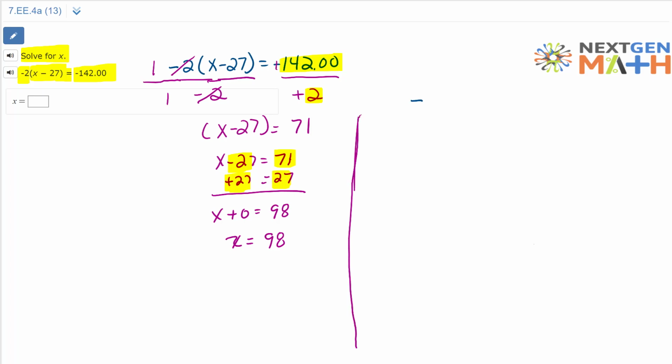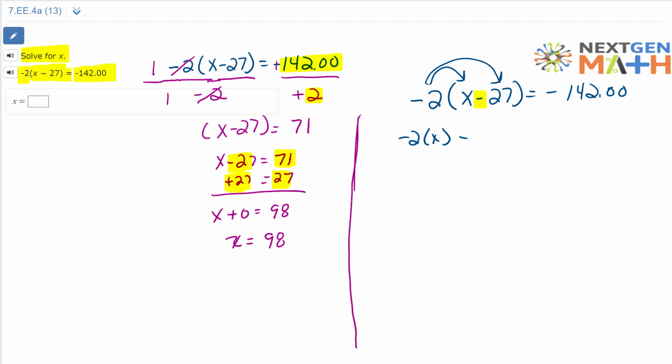Here's a second way we can solve this problem of negative 2 multiplied by the quantity x minus 27 equals negative 142. We can distribute negative 2 multiplied by x minus negative 2 times 27.